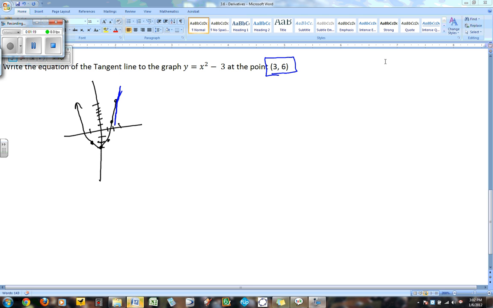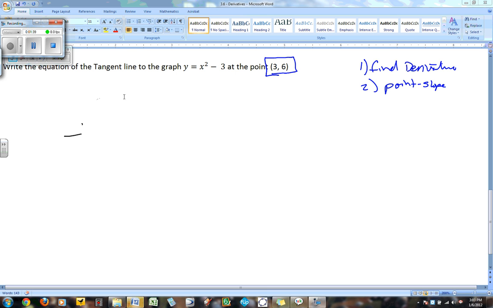We're going to step 1, find derivative. And step 2 is we're going to use point slope form to write our equation. Okay, so it sounds complicated, but it's only 2 steps. Maybe you'll find the derivative is complicated right now, but I promise you'll get very good at it, and it won't be this complicated.